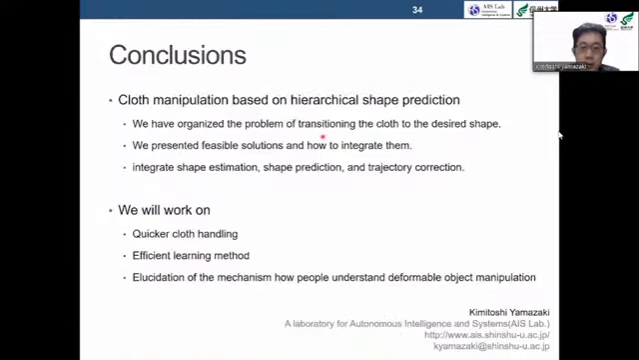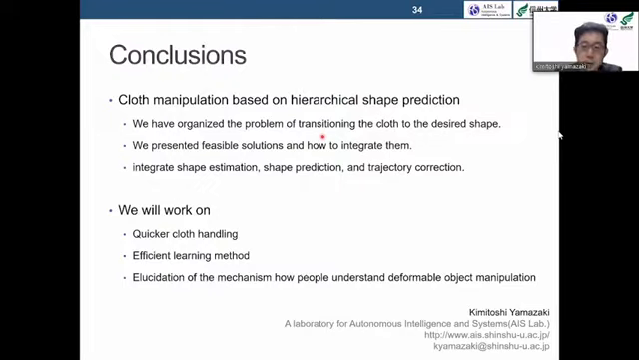Okay, today I presented cloth manipulation based on hierarchical shape prediction. We have organized the problem of transitioning the cloth to the desired shape. Two planning scales, plan scale and manipulation scale, are introduced. Then we presented feasible solutions for each scale and how to integrate them.